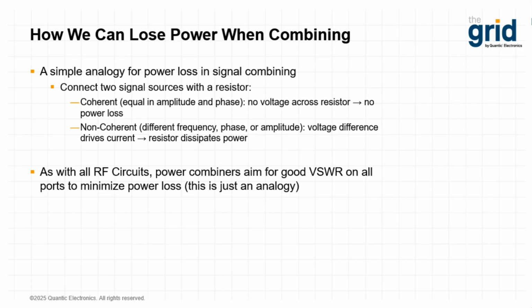As with all RF circuits, power combiners work to have a good VSWR on all ports to minimize power loss. So this example of putting a resistor across two signals is really just an analogy to help understand the difference between a coherent and a non-coherent signal.